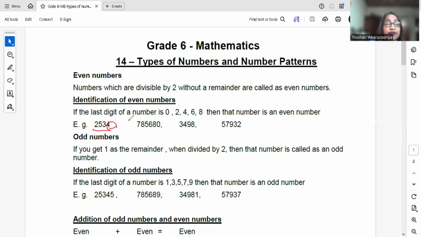Then the opposite of even numbers is odd numbers. If you get 1 as the remainder when divided by 2, then that number is called an odd number. How do you identify the odd numbers? If the last digit is 1, 3, 5, 7, 9, then that is an odd number.